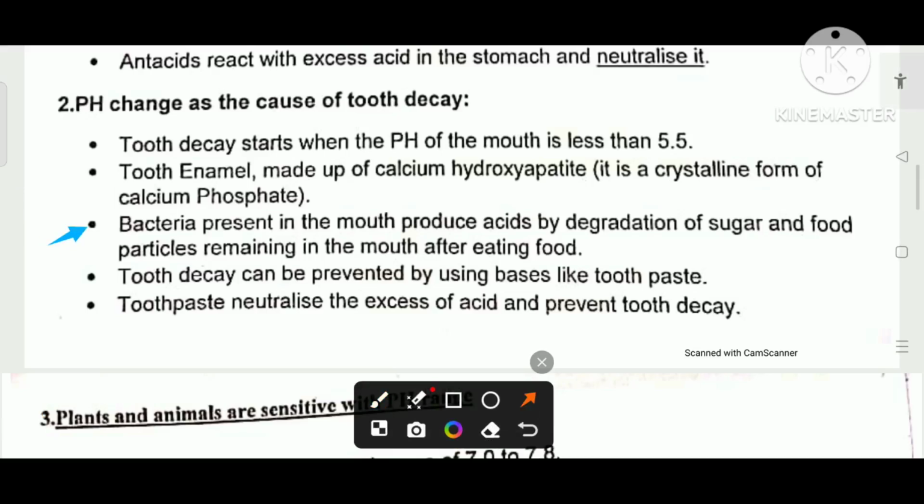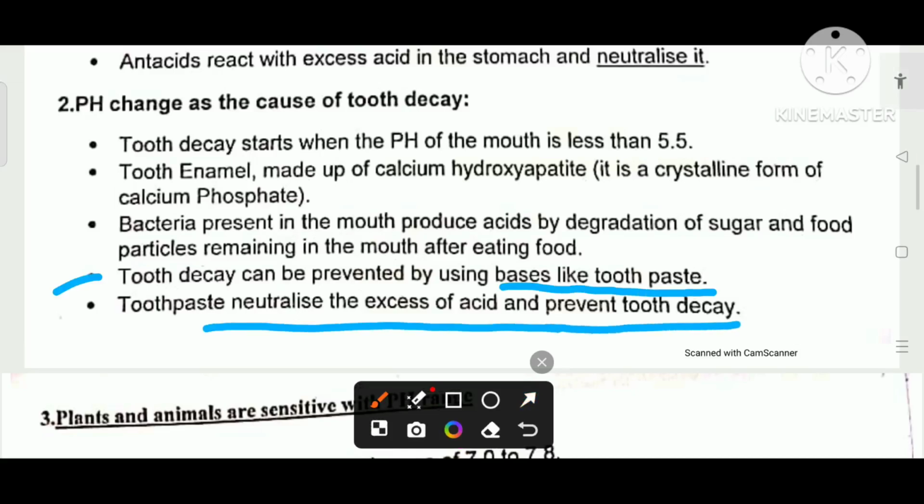Bacteria present in the mouth produce acid by degradation of sugar and food particles that remain in the mouth after eating food. So how does tooth decay occur? If a question like this arises, you need to write this point and the first point. Then for the preventive measure: tooth decay can be prevented by using bases like toothpaste. Toothpaste is a base. Toothpaste neutralizes the excess acid and prevents tooth decay. So all the important points I have given.